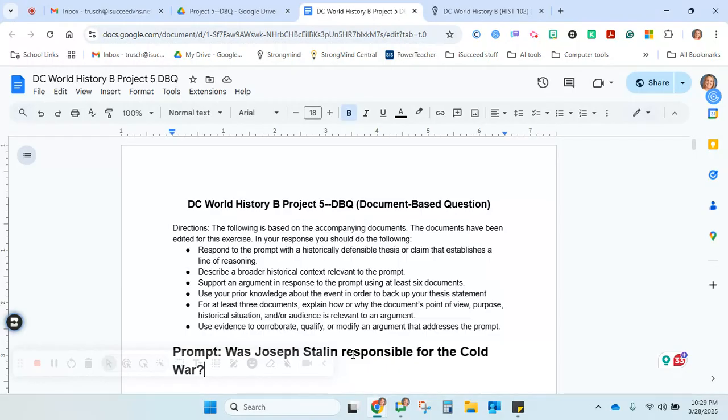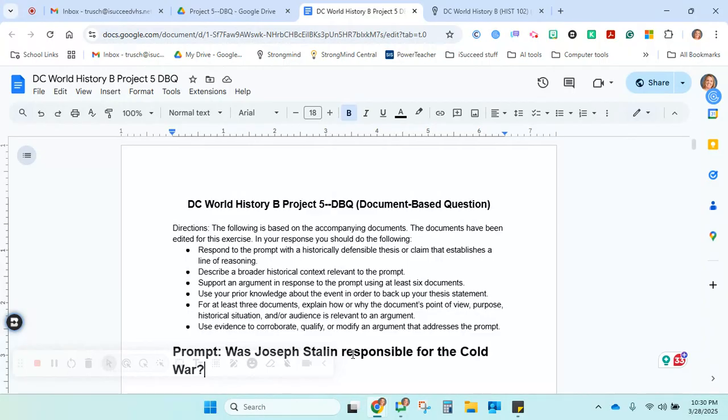In your response, you should do the following. Respond to the prompt with a historically defensible thesis or claim that establishes a line of reasoning. Describe a broader historical context relevant to the prompt. Support an argument in response to the prompt using at least 6 documents. Use your prior knowledge about the event in order to back up your thesis statement. For at least 3 documents, explain how or why the document's point of view, purpose, historical situation, and/or audience is relevant to the argument, and use evidence to corroborate, qualify, or modify an argument that addresses the prompt.